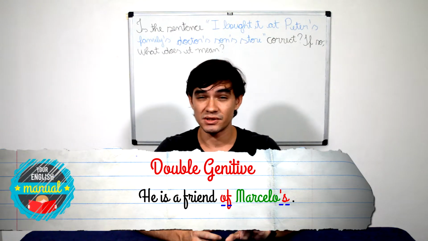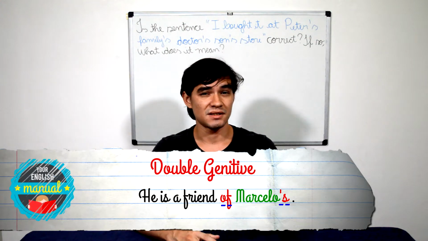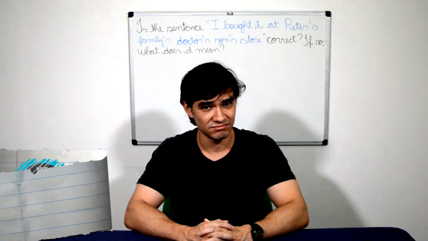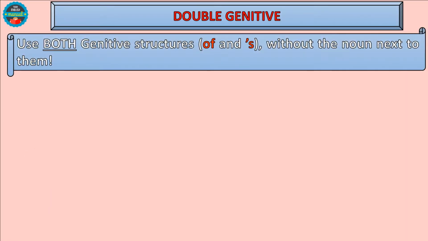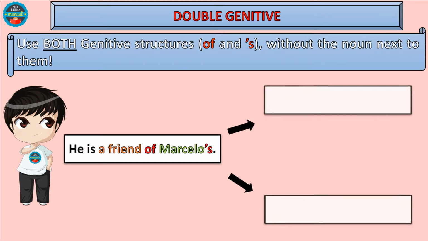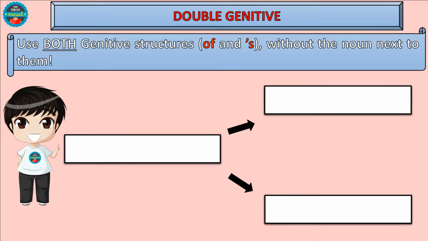There are people who consider it wrong. Others don't. But the truth is that it's a very old structure in the language, so it's likely to remain. But then you may ask, why put two possessives? Why not just say, he is a friend of Marcelo, or he is Marcelo's friend? Well, yeah, those two sentences are correct. However, in certain situations, this structure may make the sentence easier to understand.